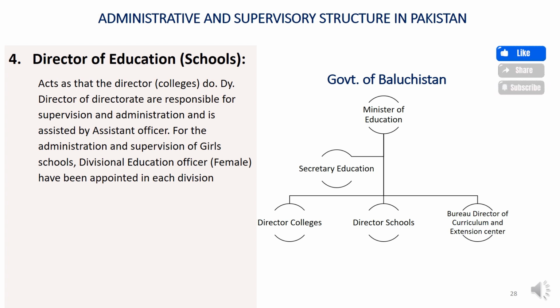So for the administration and supervision of girls' schools, a divisional education officer female has been appointed in each division. Like the government of Balochistan has its own Minister of Education, Secretary Education, as well as its own director colleges, director for schools, and the Bureau director of curriculum and extension center.